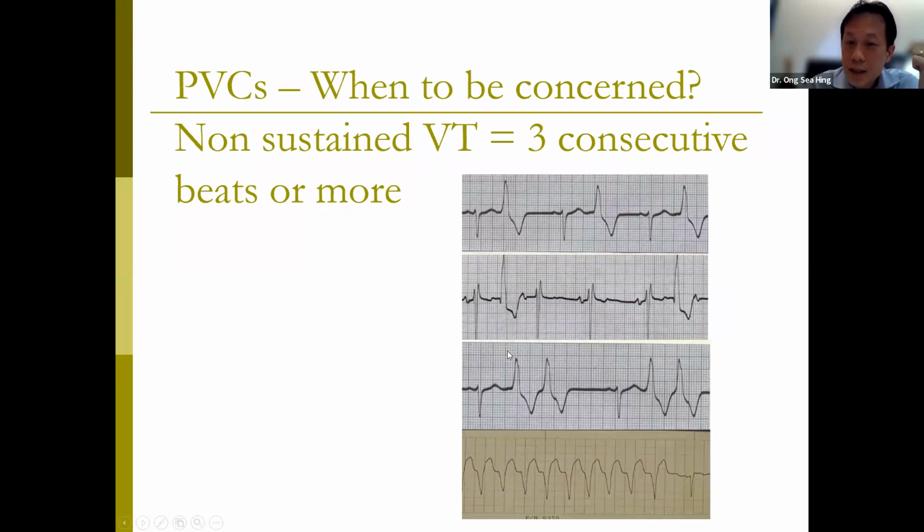Okay. This is what we call a couplet, a PVC couplet. That means 2 together. And somehow when it's a couplet, it's also not dangerous. But when you see a row of PVCs, 3 or more PVCs together consecutively, then that becomes ventricular tachycardia. And you know ventricular tachycardia is potentially something which is dangerous.